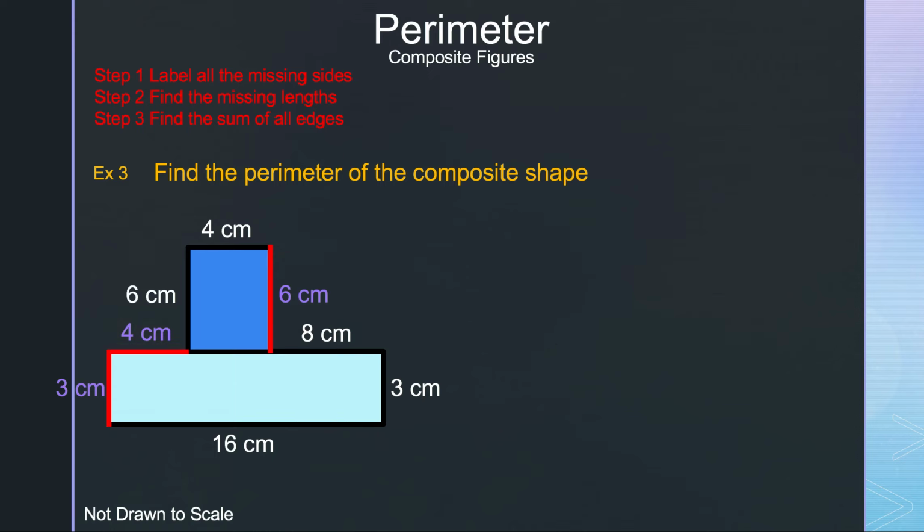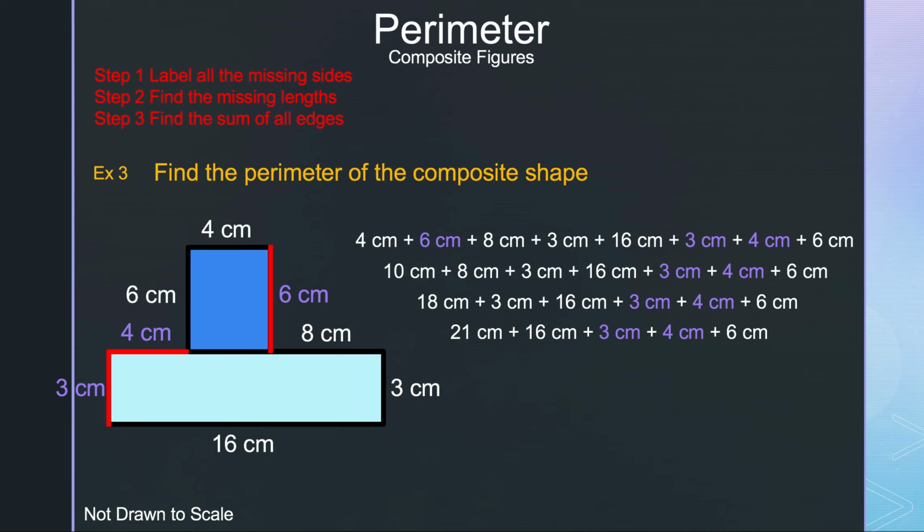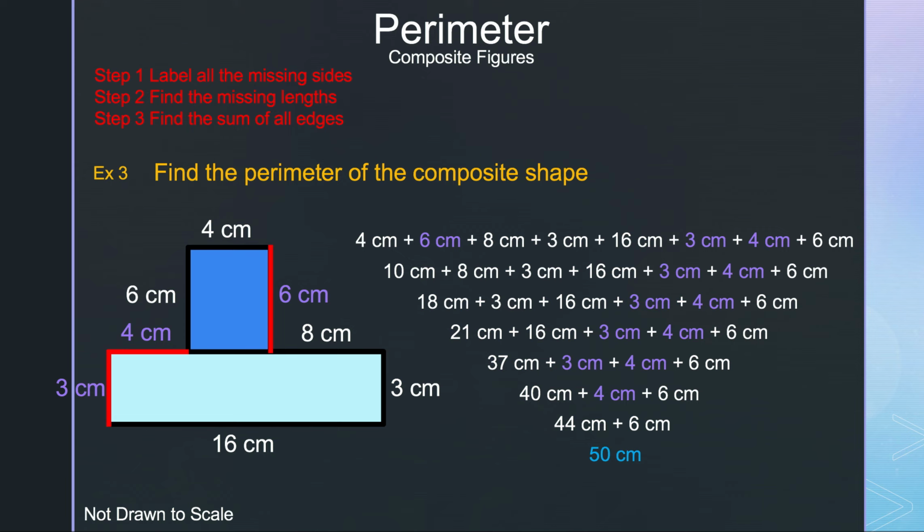We have all the sides now, and we can go ahead and start counting. Once again, I'm going to go ahead and start with this 4 and work my way clockwise. And let's go ahead and get adding. 4 plus 6 is 10. Plus 8 is 18, plus 3 is 21, plus 16 is 37, plus 3 is 40, plus 4 is 44, and plus 6 is 50 centimeters. So the perimeter is 50 centimeters.